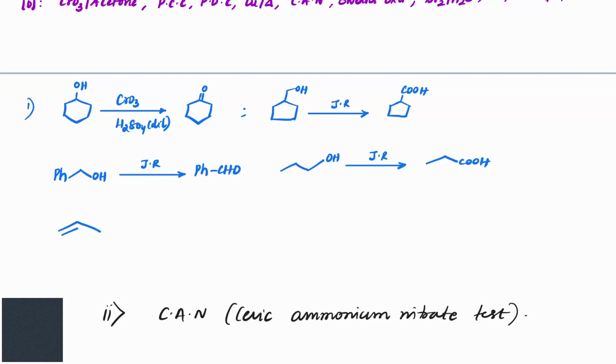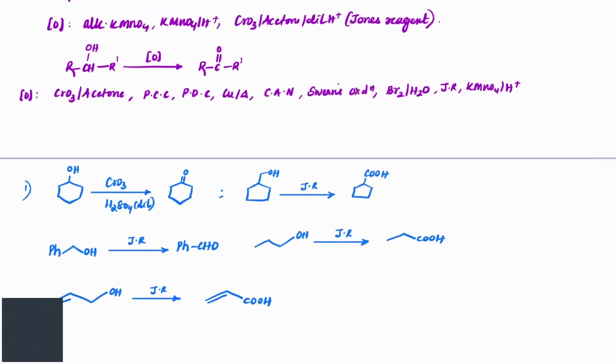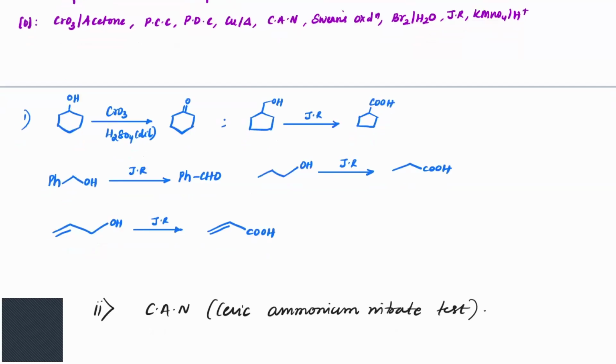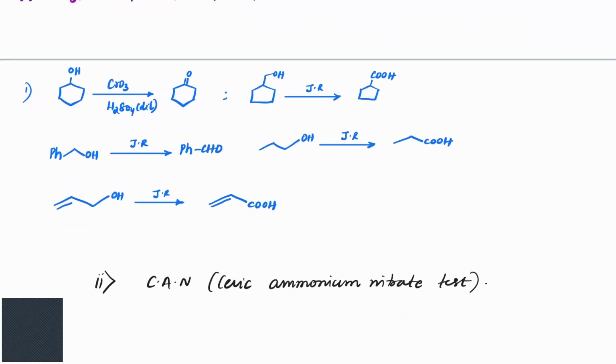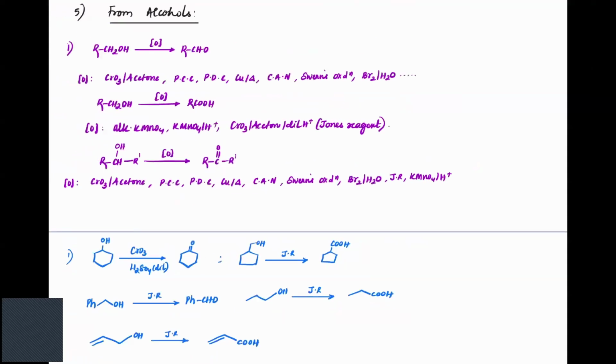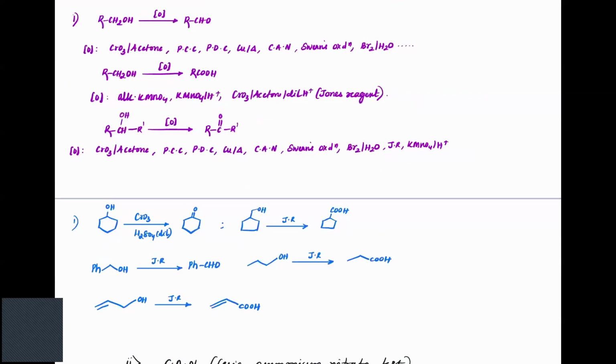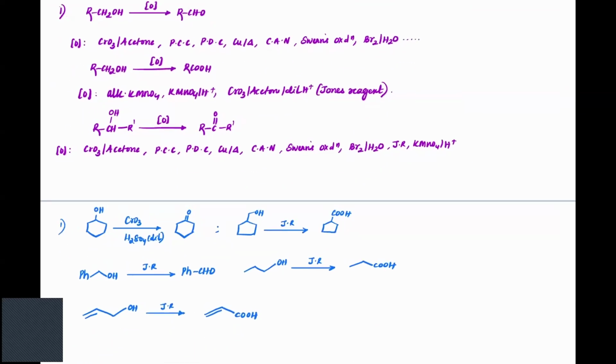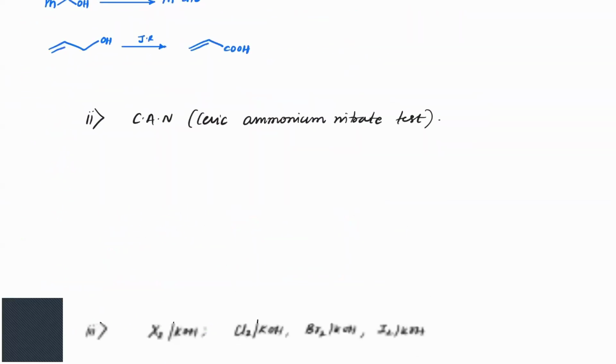Another important part of Jones reagent is that it does not alter or disturb any double bonds present. So the double bond will remain, and here this will become COOH. This is what would happen. So these are all the repeat reactions, everybody. Everything we have learned in alcohols. These are all oxidation reactions from there.